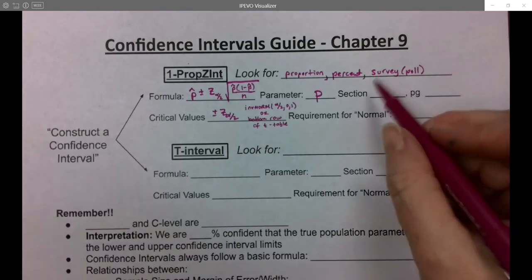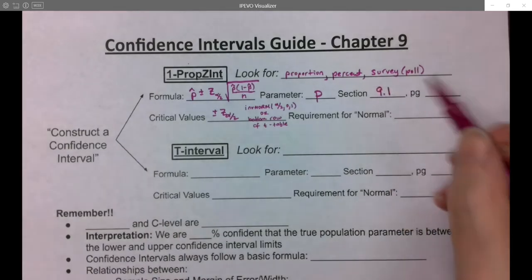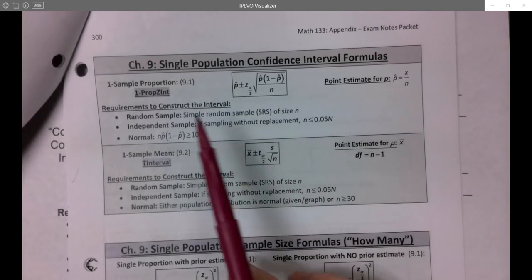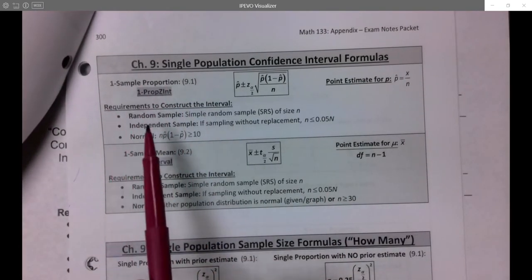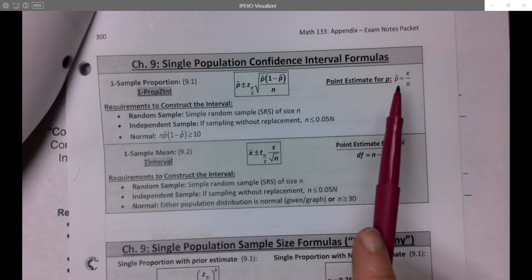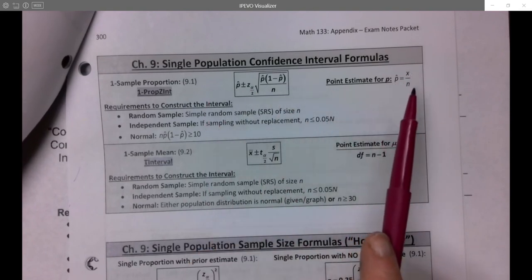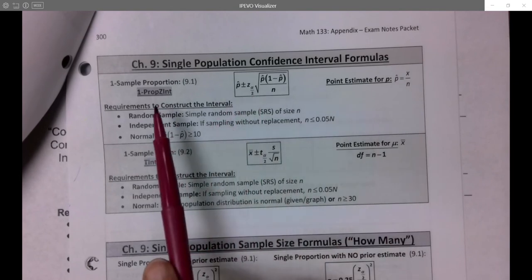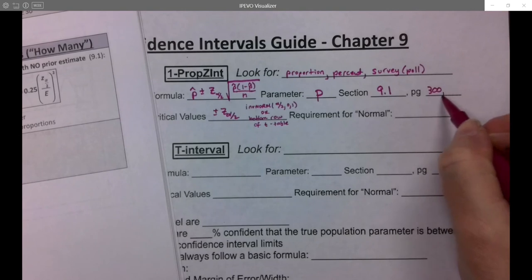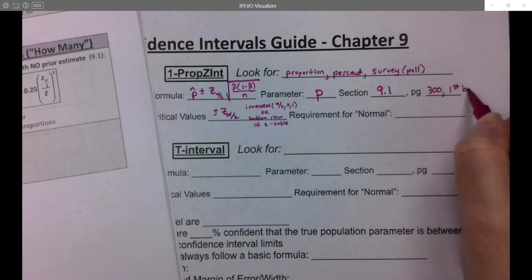This was section 9.1. And on our gold packet, if I open up the gold packet so you can see it, it's right here. It's on page 300, and it's this first box on page 300. That's where the critical information is. So you can see your point estimate is p hat, which is x over n. There's your formula. It's one prop z-int. All right, so this would be page 300, first box.